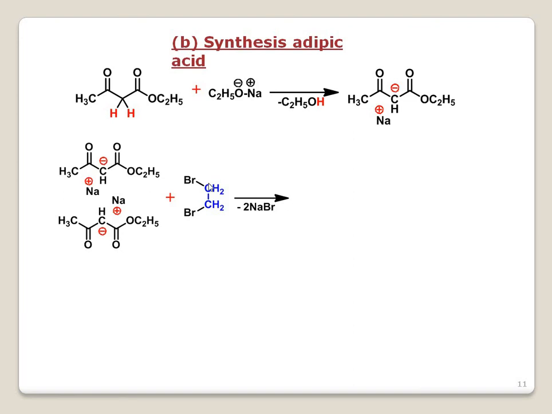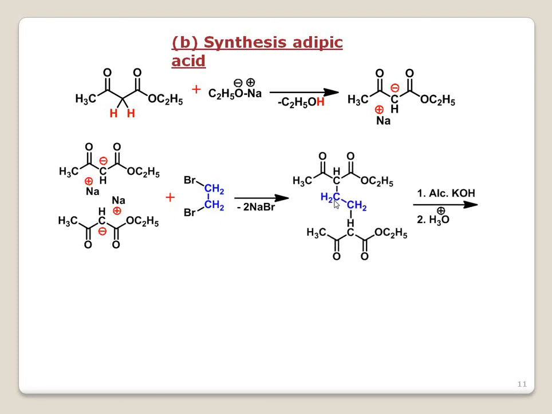This will be attacking CH2, NaBr will be eliminated. This will be attacking this CH2, NaBr will be eliminated. So here you will be getting a CH2 bridge. Now the last step, alcoholic KOH hydrolysis followed by acidification. So you will be getting 2 molecules of acetic acid, 2 molecules of ethanol. This side here CO2H, CH2, CH2, CH2, CH2, CO2H, adipic acid.